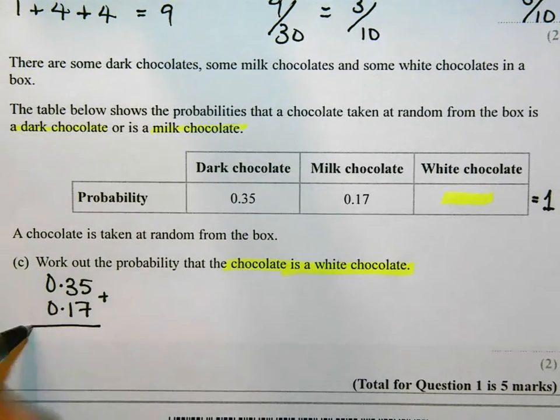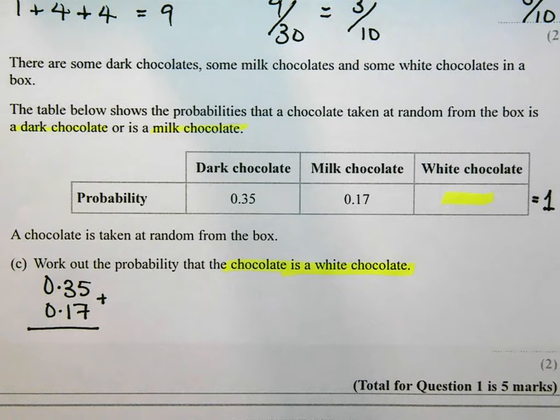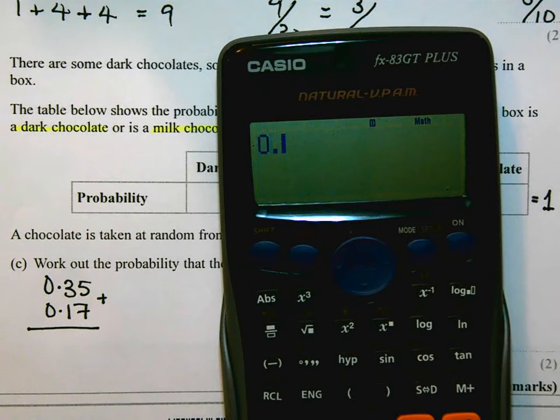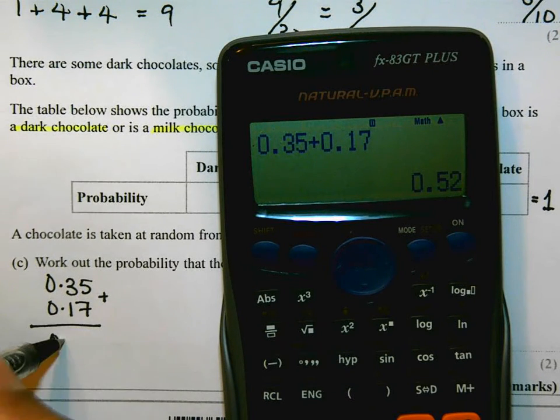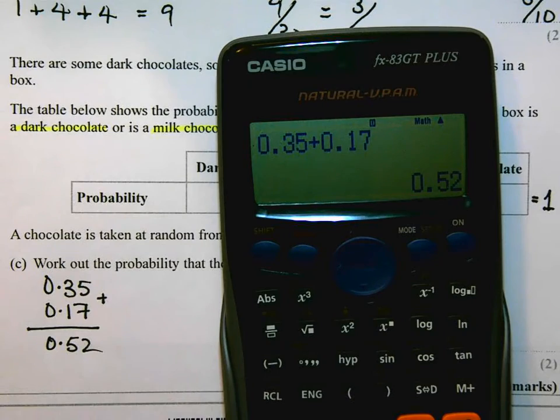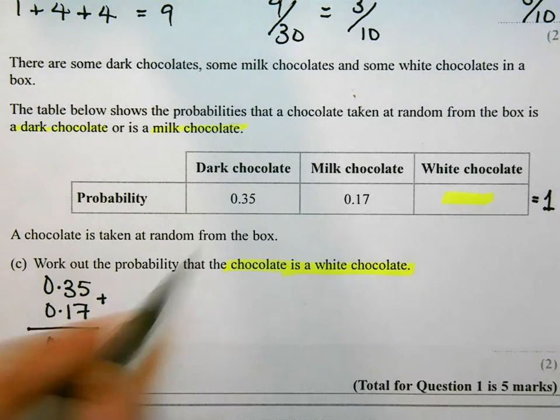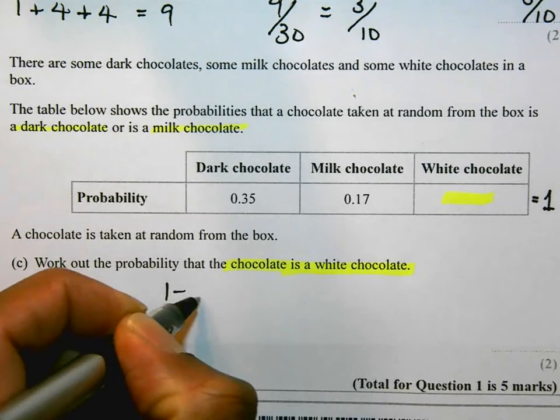to the probability of a milk chocolate, 0.17. Remember, this is a calculator paper, so I'm going to take advantage of that and use my calculator. 0.35 plus 0.17 equals 0.52. And the probability, therefore, of picking a white chocolate is going to be 1 take away 0.52.